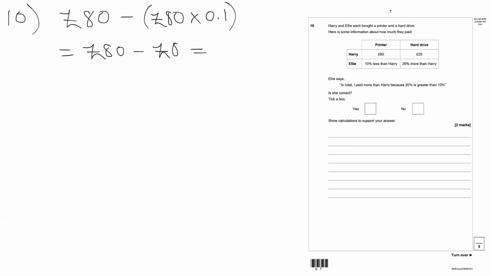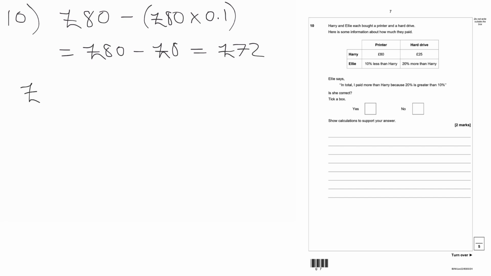So starting with the printer, we know that Harry paid £80. We're told that Ellie paid 10% less than this. So from £80, we're going to subtract, and it's going to be 80 times 10% of 80 is 80 times 0.1. So this is going to be equal to £80 minus £8, which gives us £72.